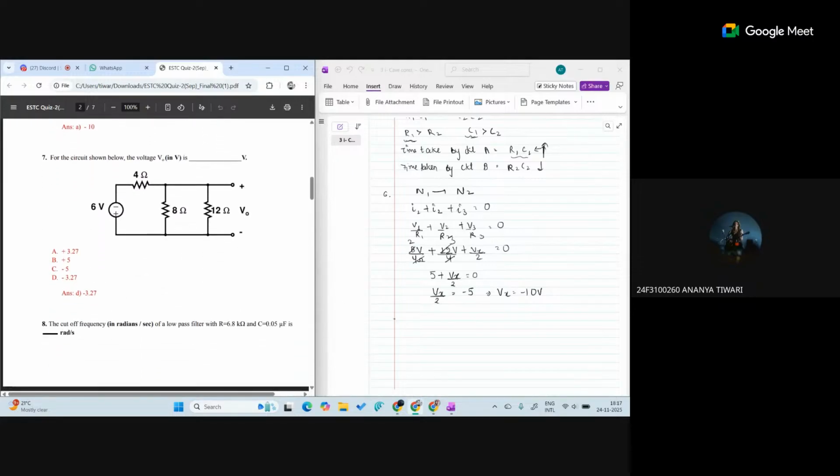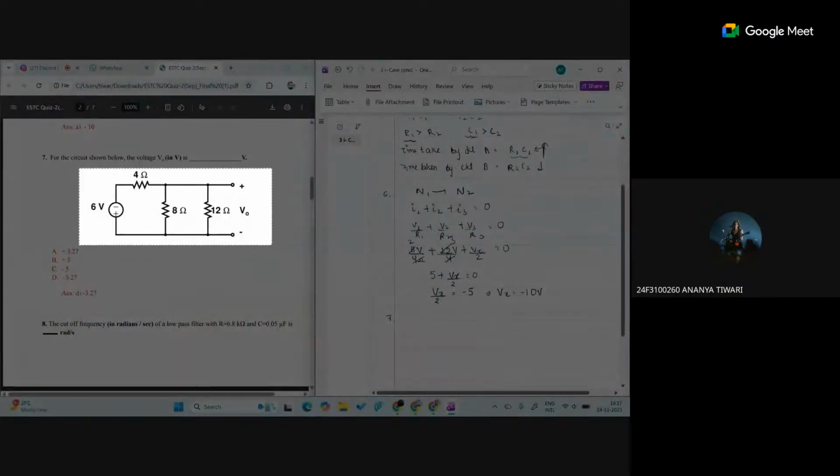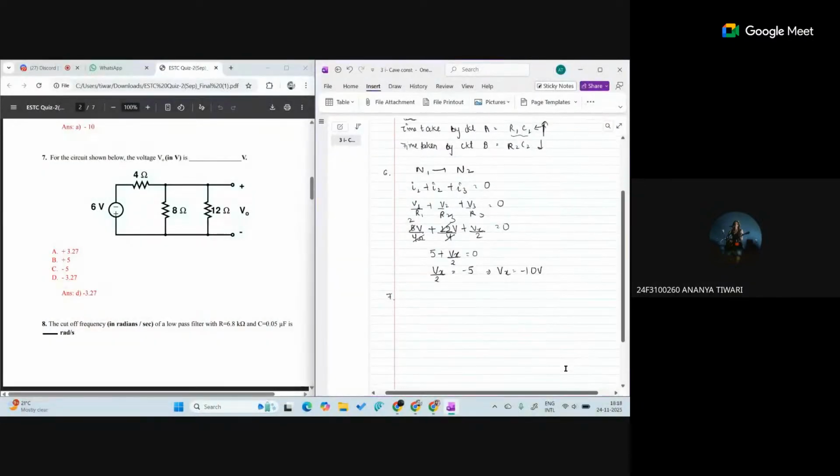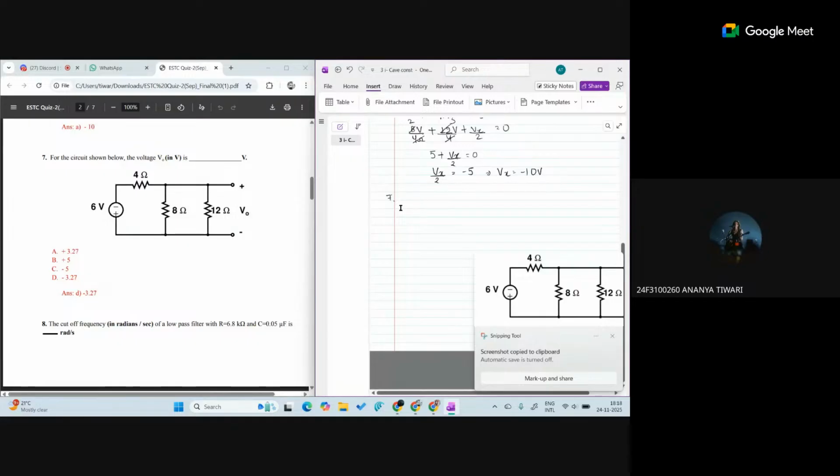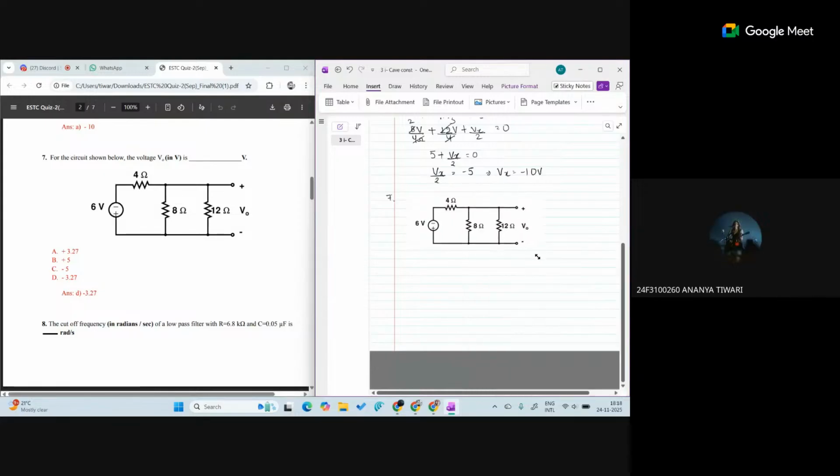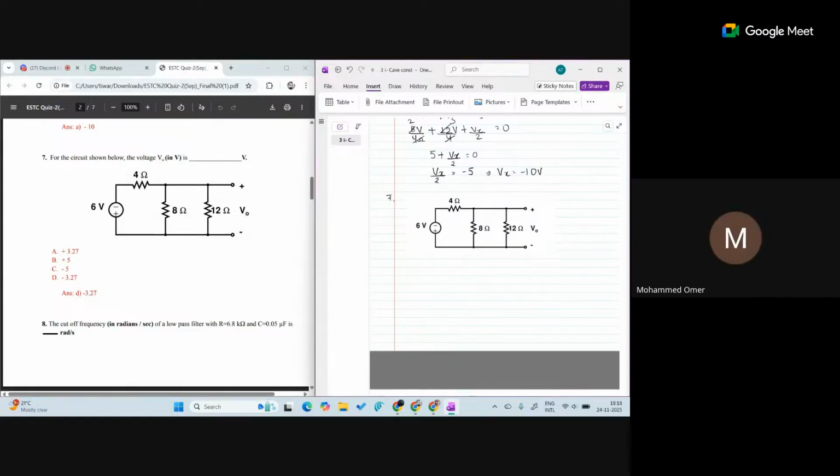Okay, so now we have this question. Just copy paste it. So tell me what we will do here. First, we will find the equivalent resistance, then find the value of current. We can use the voltage divider rule. Yes. So the simpler way would be the voltage divider.